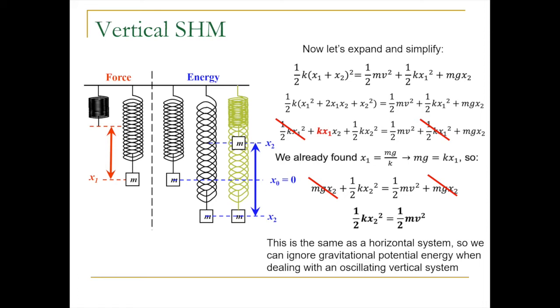Well, all that has shown us is that the gravitational potential energy in an oscillating system is not to be considered when we are discussing the energy of the system itself. And that's an important thing to recognize, because it shows that the energy situation in both a horizontal and vertical system can be dealt with in exactly the same way.